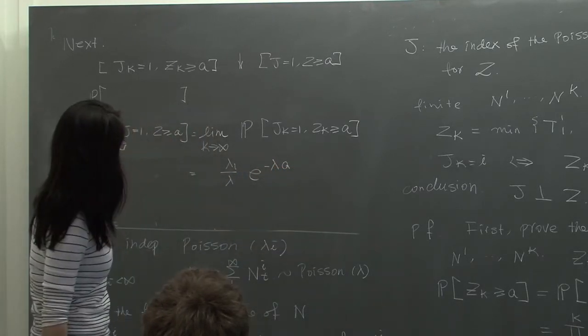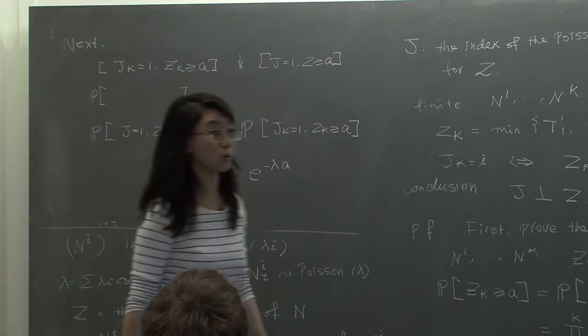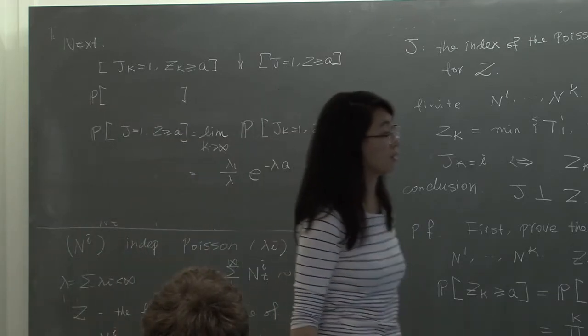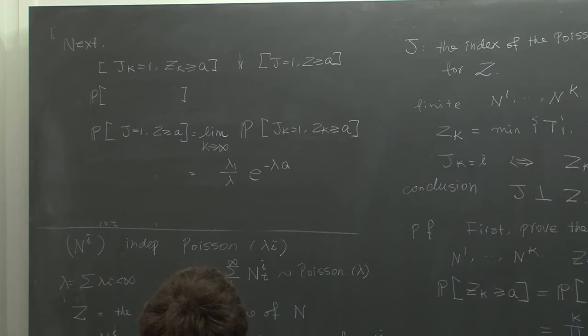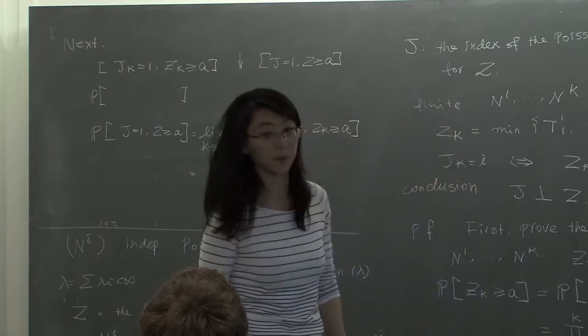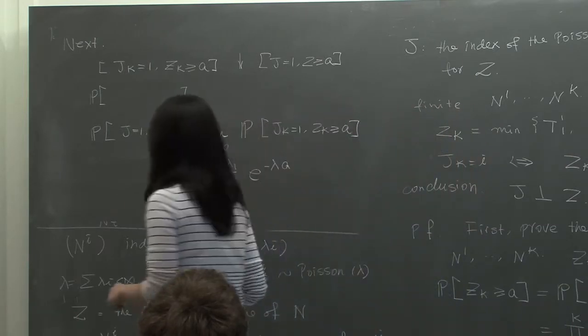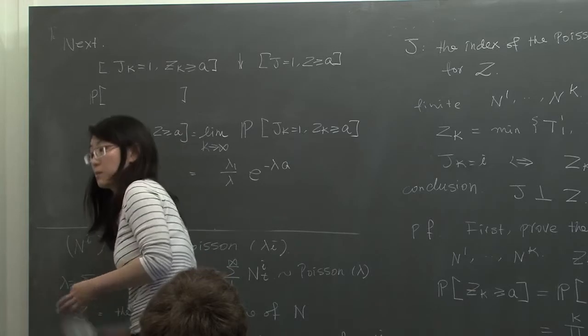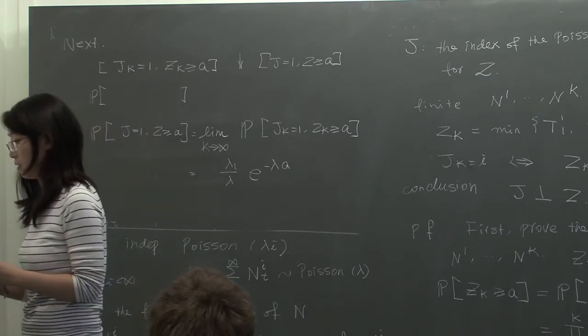So this conclusion is also true when we have infinitely many processes. So z is independent of j. And we also know the marginal law of each of them from this formula. Okay, so this is superposition of Poisson processes.